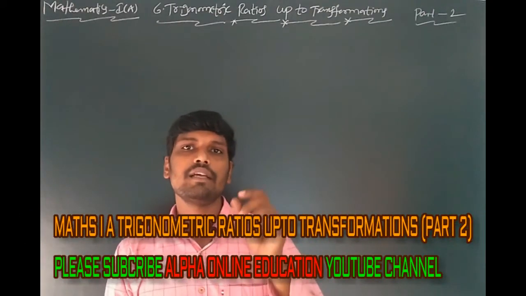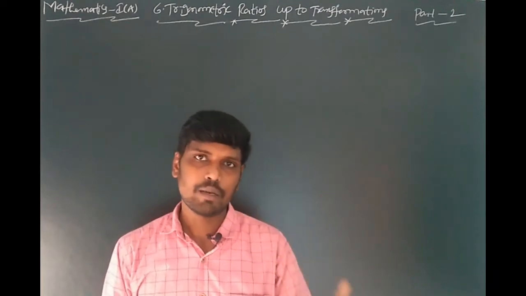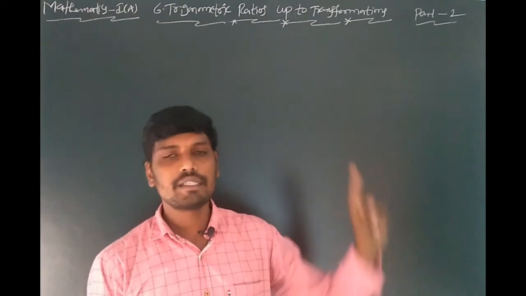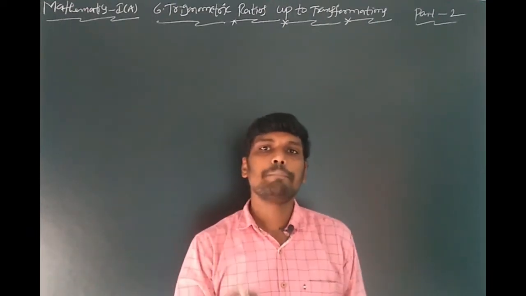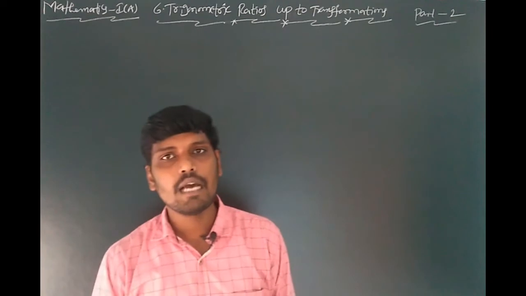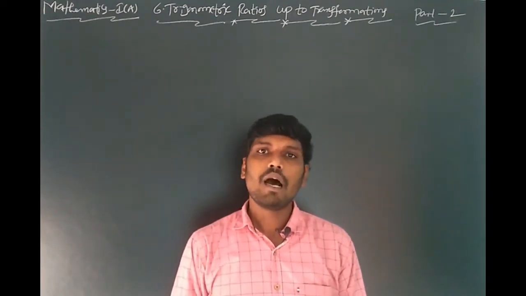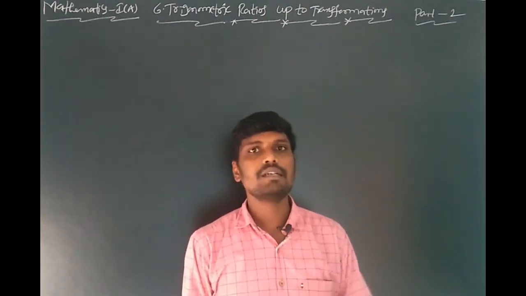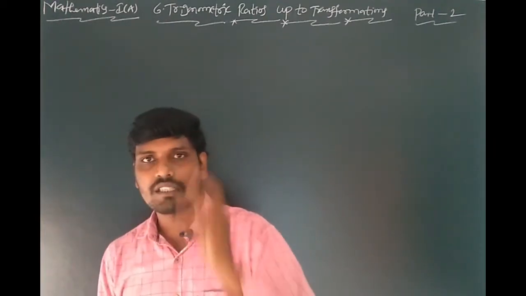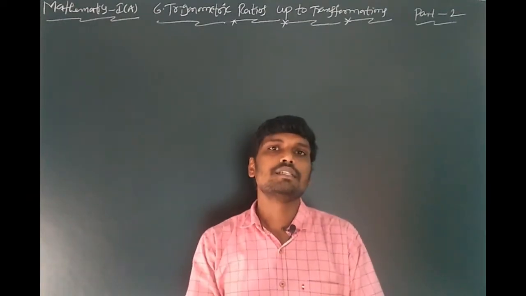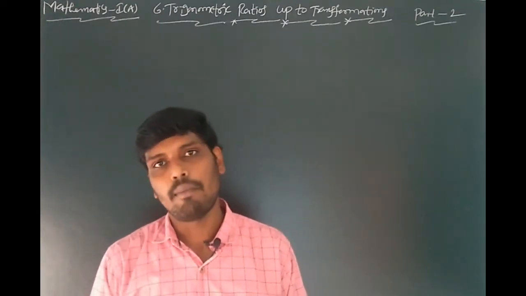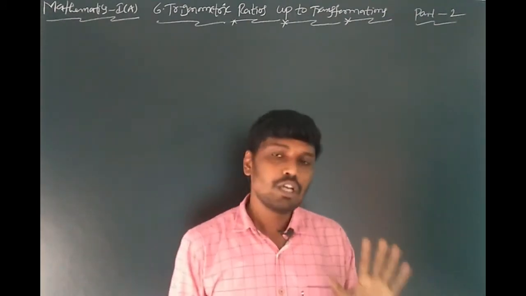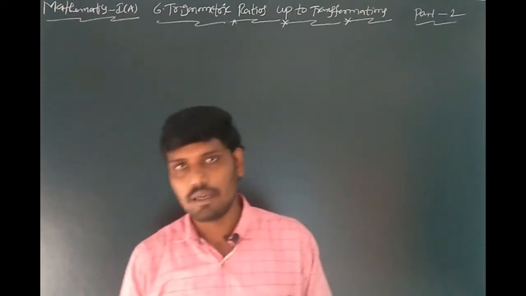Chapter: trigonometric ratios up to transformations. This chapter belongs to Mathematics 1A Part 2. In the last part we completed the introduction of trigonometric ratios, trigonometric identities, the trigonometric table, and the definitions of trigonometric ratios. Today we discuss some more basic formulas. What are those formulas? One of them is the All Silver Tea Cups model. Today we discuss the All Silver Tea Cups model.